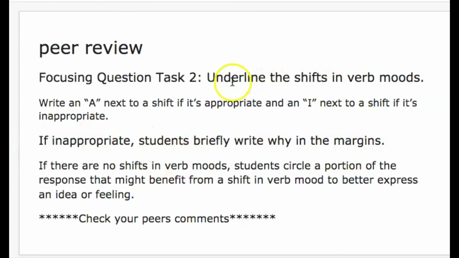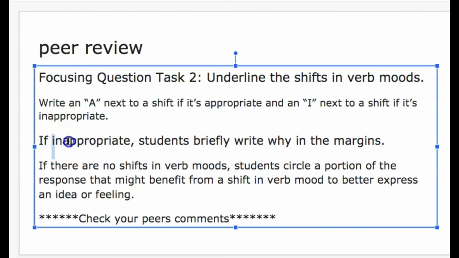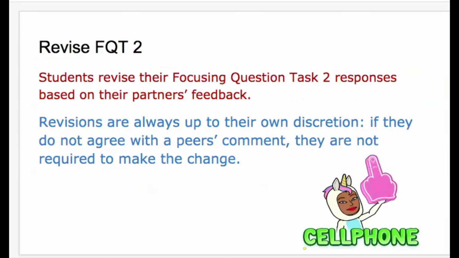So what I want you guys to do is I want you to underline the shifts in verb moods that you see on your focusing question task. Have a peer or a parent or someone look at it and see if your verb mood switches have been appropriate or not, and then go ahead and revise your focusing question task. Are there ways and areas in there where you can add more to your writing? Can you add more verb moods, or were there some verb moods that were inappropriate that maybe you need to change? Remember that just because someone gives you feedback doesn't mean that you have to make the change. It's up to you if you agree with what type of comment your peer has suggested for you when it comes to revising your focusing question task.